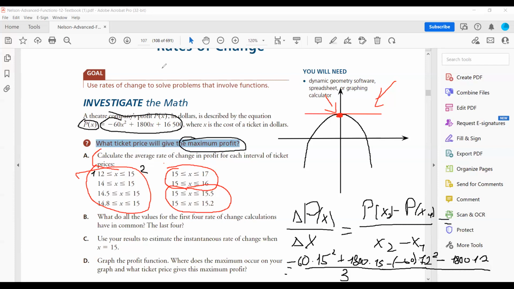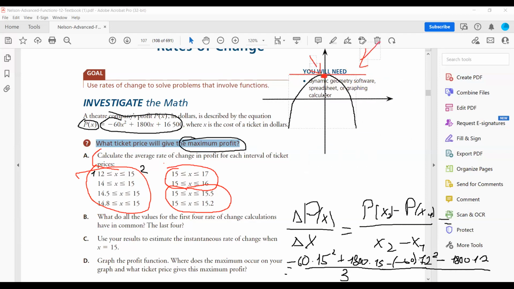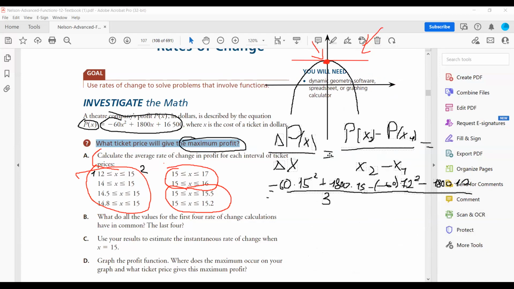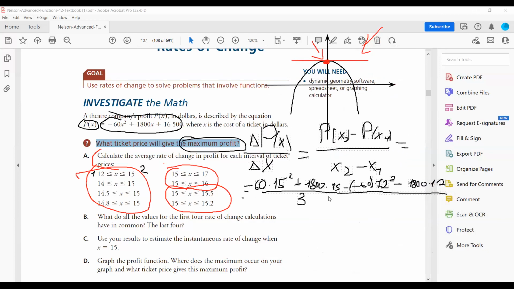So 15 times 15 is 225 times 60. It's 13,500. Let me move my solution a little bit farther up so I have more room here. Are you working along with me, guys? Or are you practicing calculating the average rate of change?